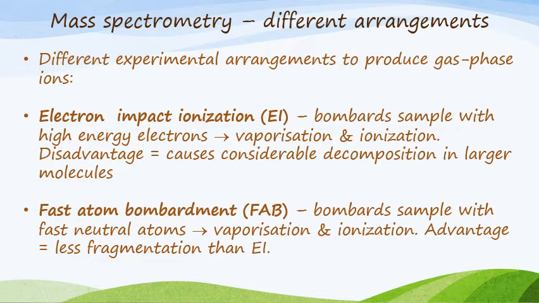There's a disadvantage to this particular experimental arrangement in that it causes considerable decomposition in larger molecules and makes it difficult for us to get our valuable information. The second method is called fast atom bombardment. This bombards the sample with fast neutral atoms, which causes vaporization and ionization. And its advantage over electron impact ionization is that we get much less fragmentation with this particular technique.